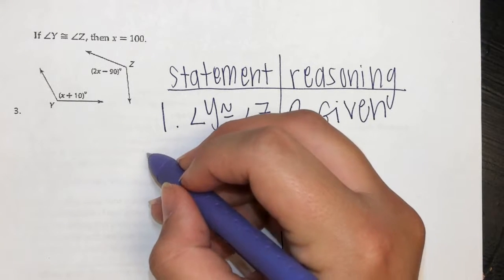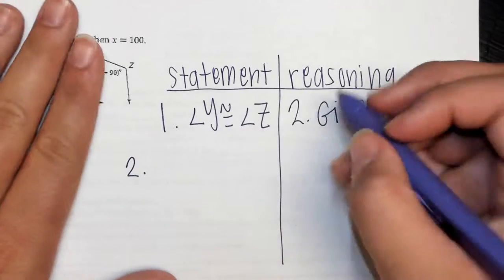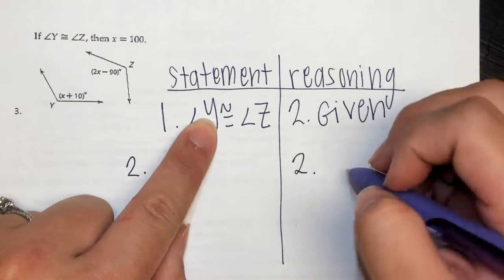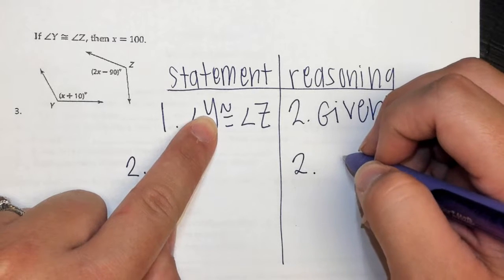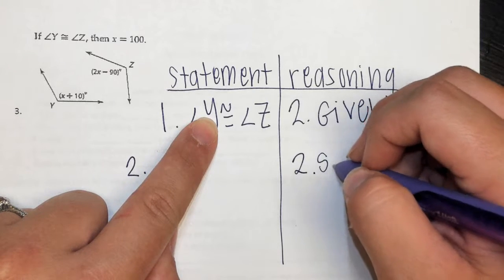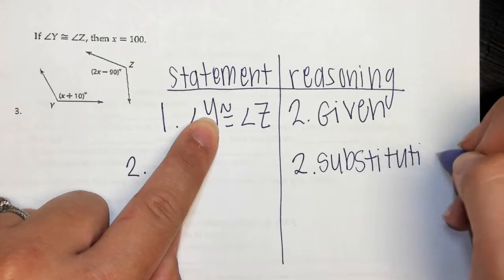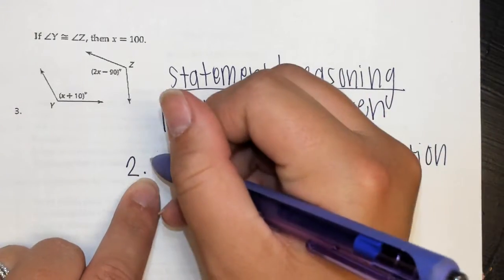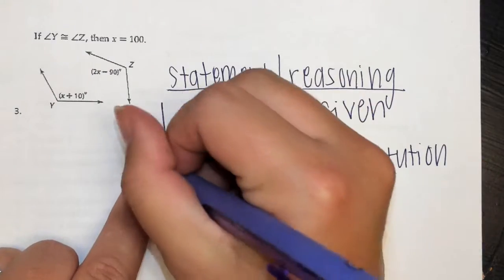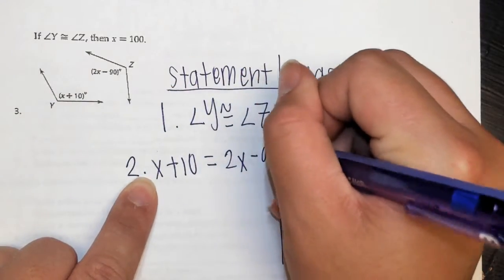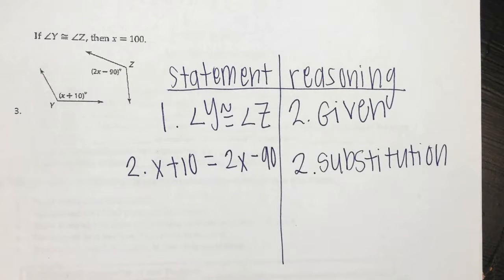So what do I do next? Set them equal to each other, so I'm plugging in, which means what property? Substitution. Good job. Was that you, Abby? Yes. Good. So y was x plus 10. Set it equal to 2x minus 90. Now I want you to do it on your own. Finish it out.